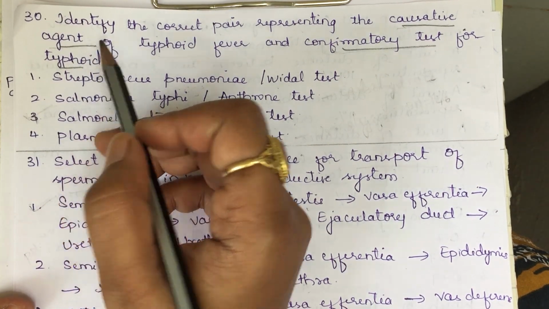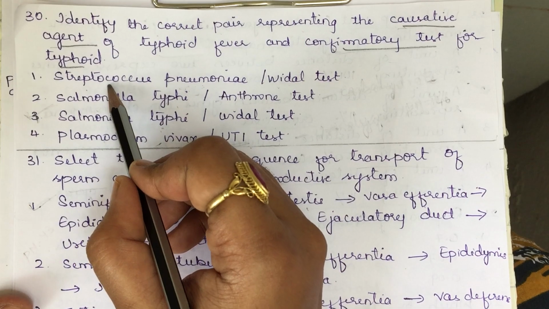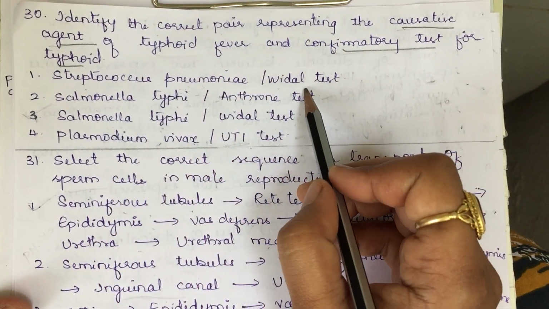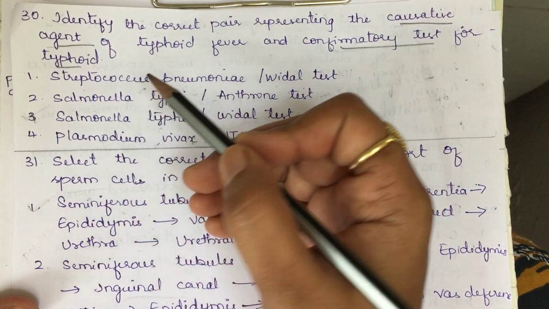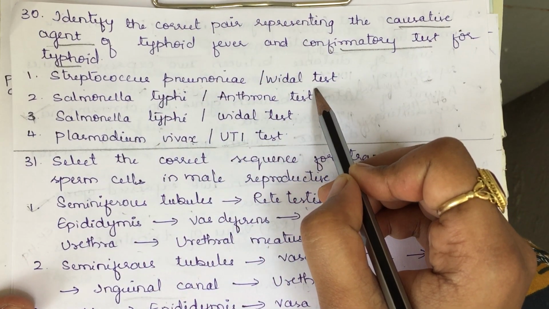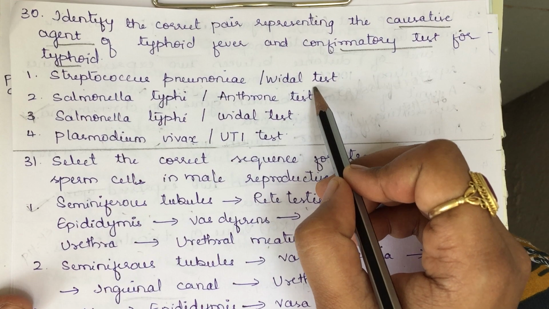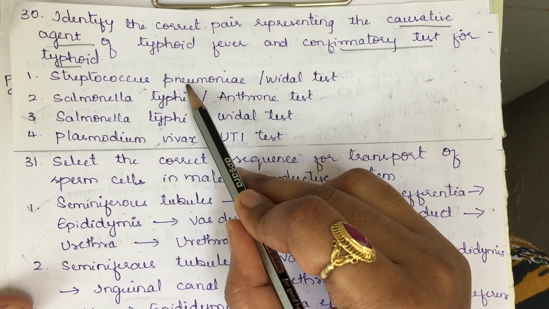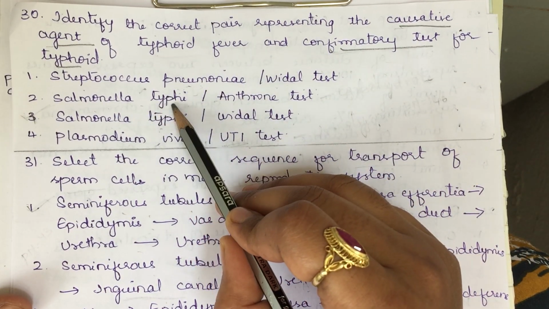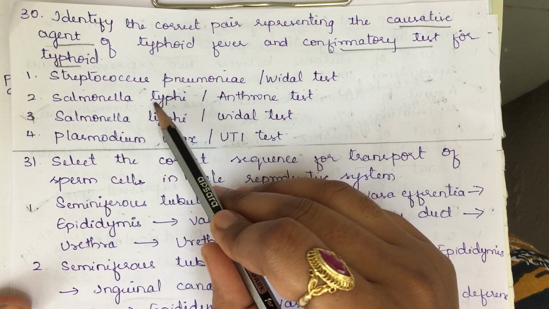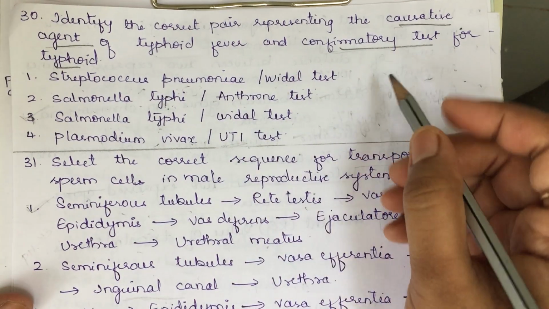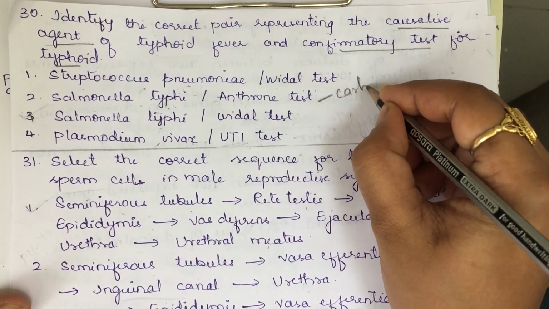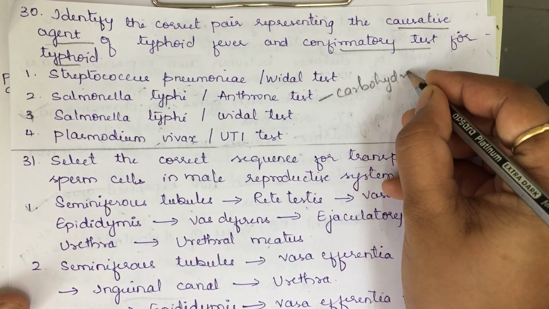As we know, the first option is Streptococcus pneumoniae and Vidal test. Streptococcus pneumoniae causes a disease called pneumonia, not typhoid. Vidal test is a confirmatory test for typhoid, but we can't choose this option because the causative agent is wrong. Salmonella typhi is the correct causative agent which causes typhoid. Anthrone test is used to test carbohydrate, not typhoid.